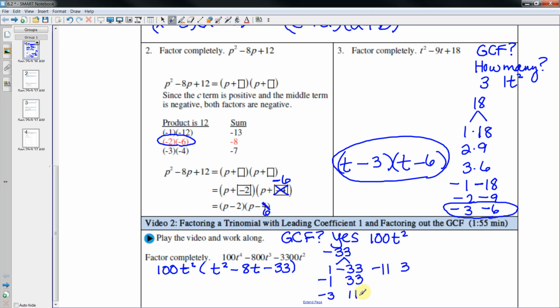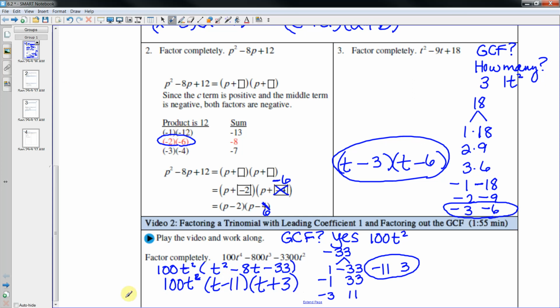Now, the negative 11, positive 3, that's the one that adds up to the negative 8. The other ones didn't add up to a negative 8. This is the right combination, negative 11, positive 3. So then I come down here and I've got t minus 11, t plus 3, and then don't forget we took out 100 t squared at the beginning. So there's the final answer on that one.